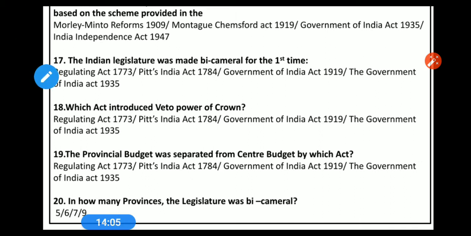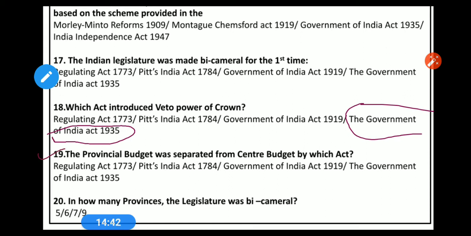Question 18. Which act introduced the veto power of the Crown? Options are Regulating Act 1773, Pitt's India Act 1784, the Government of India Act 1919 and Government of India Act 1935. The correct option is Government of India Act 1935. This is the correct option. Government of India Act 1935 introduced the veto power of the Crown and also the veto power of the Governor General.